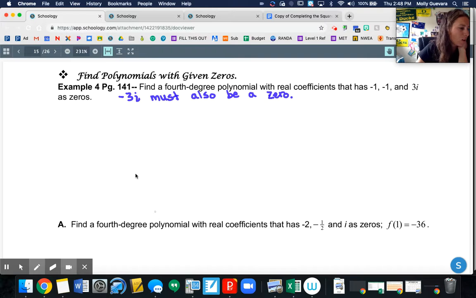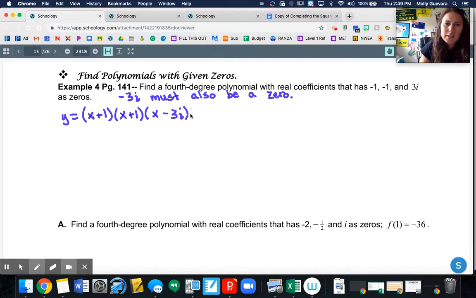-3i must also be a 0. So if I go to write this, x minus 1 gives me a factor of x plus 1, a linear factor. And then minus 1 again gives me a linear factor of x plus 1. And then x minus 3i is a factor. And then x minus negative 3i, so because of the double negative, it becomes plus.